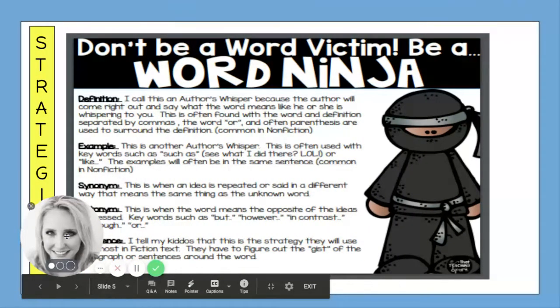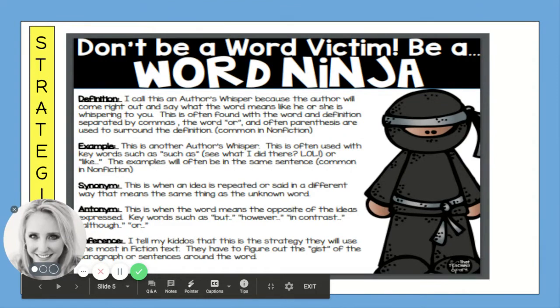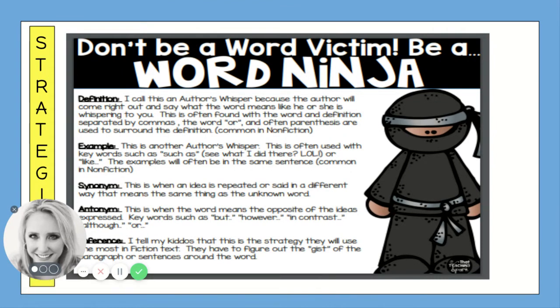This is the strategy slide. Okay. We don't want to be a victim. We want to be a detective. We don't want to be a victim. We want to be a ninja. We don't want to give up. And here are some strategies that maybe will help us. Sometimes you're like, okay, I don't remember all of these strategies all the time, but the more you practice, the more you will.